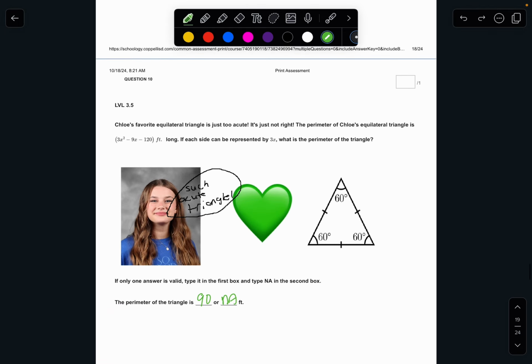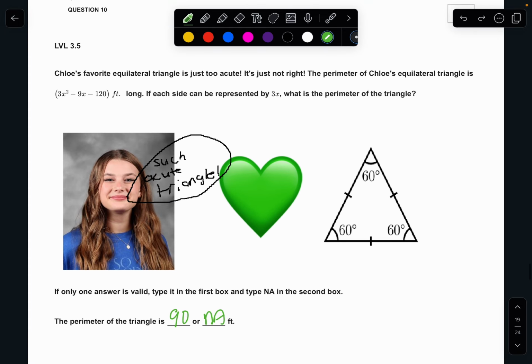Let's see here. All right. Oh, she's actually in, Matilda.